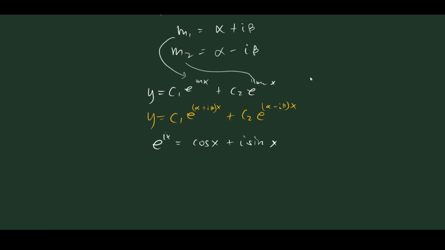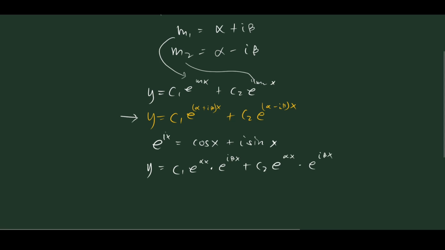Let us rewrite this equation right here so that we can use Euler's formula. We can rewrite this as c1 multiplied by e raised to alpha x, and multiplied by e raised to i beta x. The same thing goes for c2: we have here e raised to alpha x multiplied by e raised to negative i beta x. So we can now use Euler's formula for these two right here. Oh, this should be negative. Okay, so there you have it.